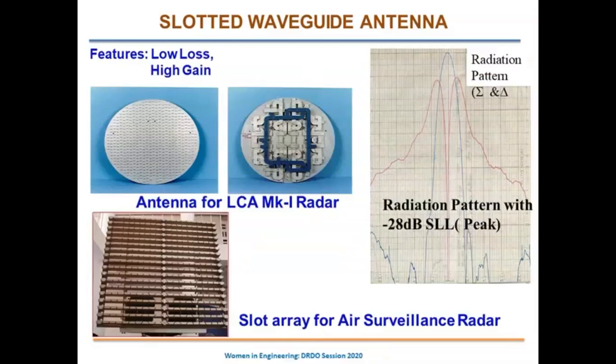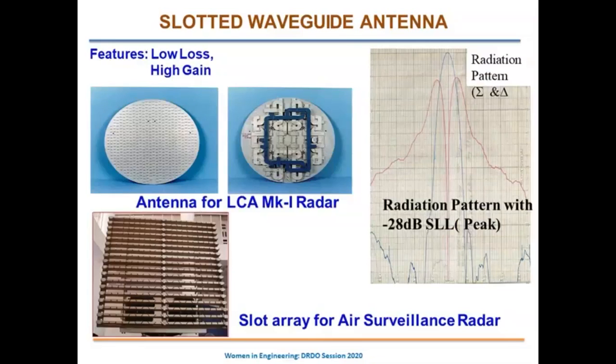So this is a slotted antenna that I was telling about. If you cut slots in a waveguide, then it starts radiating. This is an array of slots, and this is the antenna that is flying in the LCA Mark 1, our fighter. This is the radiation pattern of it, this is the main beam, and this is the side lobe of better than 28 dB.